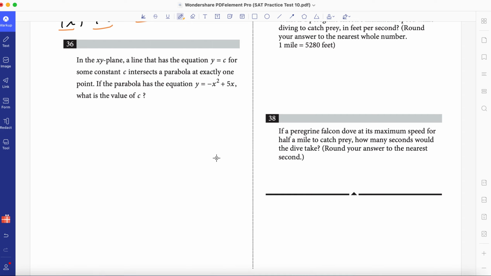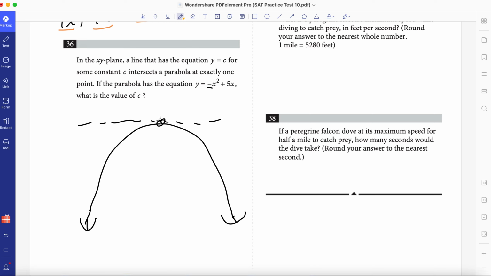A line that has an equation y equals c for some constant c intersects a parabola at exactly 1 point. Since this is a parabola with a negative coefficient, I know that it looks like this. And if this line only intersects it at 1 point, it's going to be at the vertex. So I want to find the value of the vertex. Just for the sake of this video, I'm not going to go through the vertex formula and all that stuff. I'm going to go directly to the graph, find the vertex, and then find the y value of said vertex.